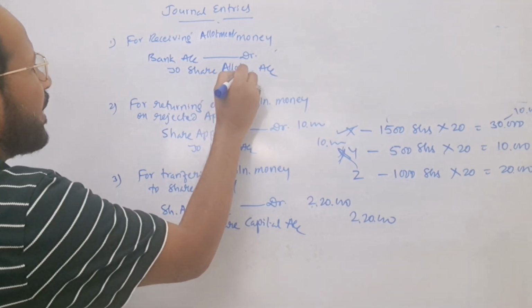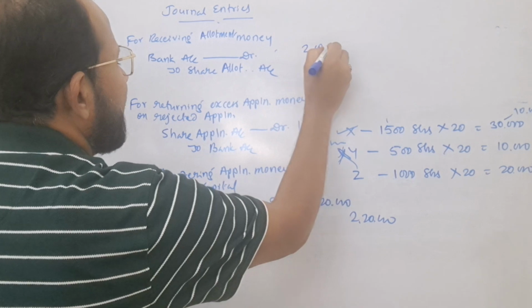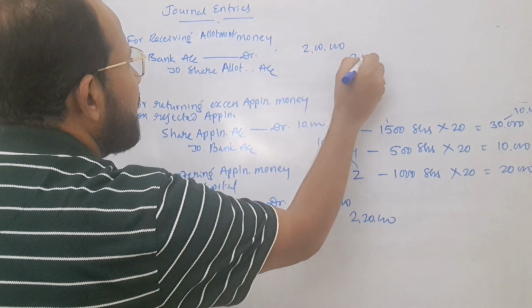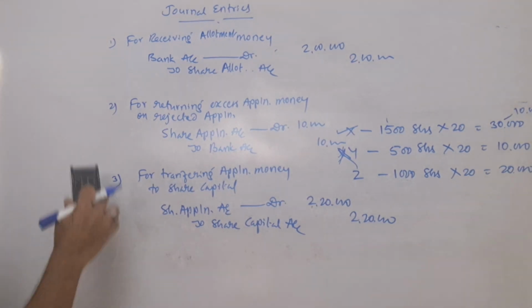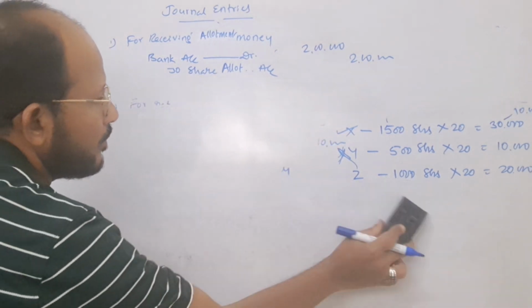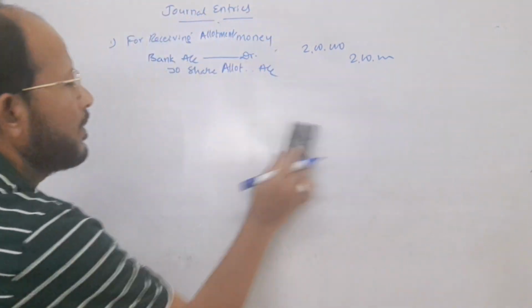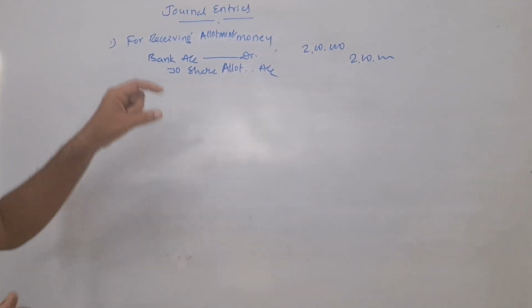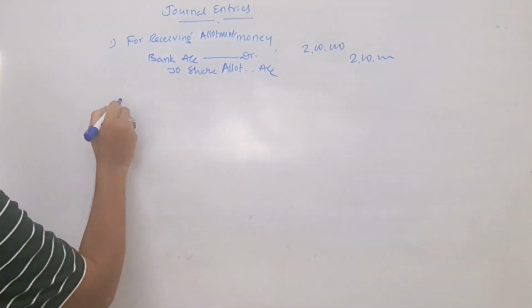Share allotment account is to be credited with the amount of share allotment money. Assume rupees 2 lakh and rupees 2 lakh. Next one is, after this, here share allotment money is transferred to share capital account.